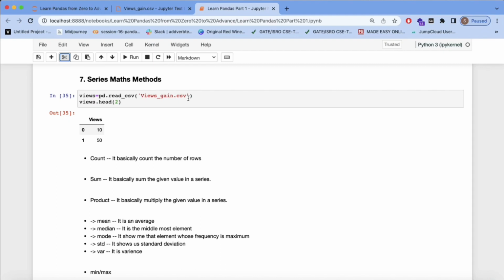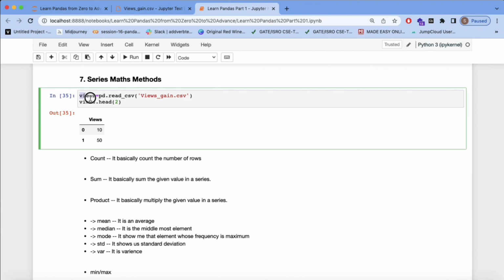Now in this lecture we are going to see the series maths method. For that I have already imported one of the data sets that we have worked on earlier. It basically gives you the information on the number of views on a particular video on a regular basis.